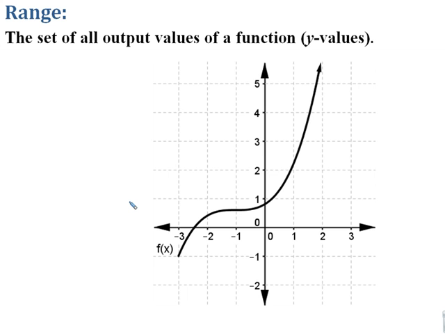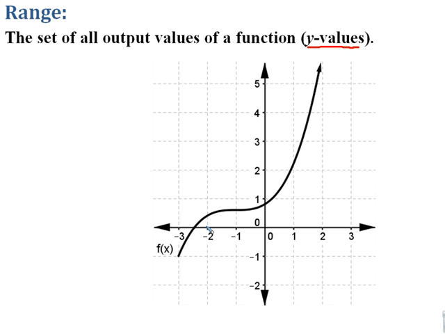The first property we're going to take a look at is the range of a function. We're going to say the range is the set of all output values of a function, and when we say output we mean y values. So we plug the x values in, we get the outputs, the y values out, and the range is going to be all the resulting y values.